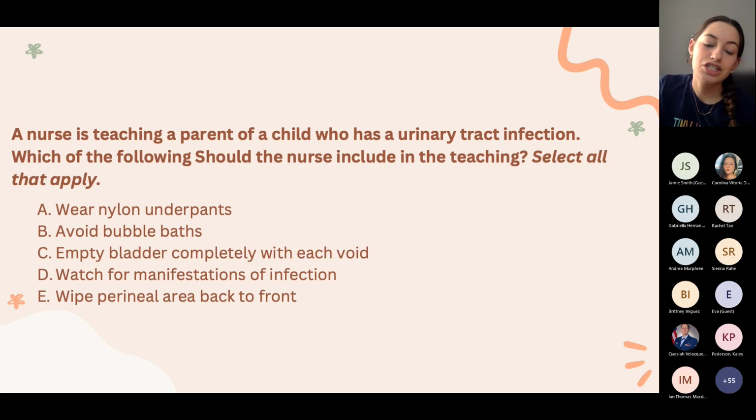All right. A nurse is teaching a parent of a child who has a urinary tract infection. Which of the following should the nurse include in the teaching? Select all that apply. Wear nylon underpants, avoid bubble baths, empty bladder completely with each void, watch for manifestations of infection, and wipe perineal area from back to front.